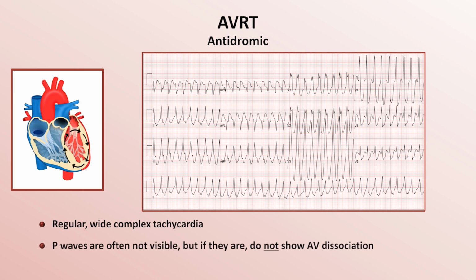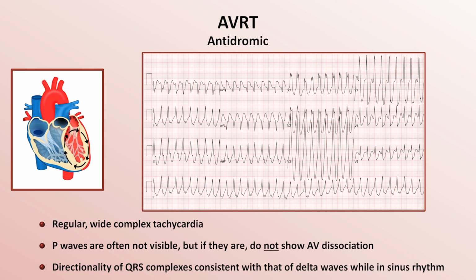The P waves are often not visible, but if they are, they do not show AV dissociation, which would indicate the rhythm was actually VT. The directionality of QRS complexes in antidromic AVRT should be generally consistent with that of the delta waves while in sinus rhythm. What do I mean by that?